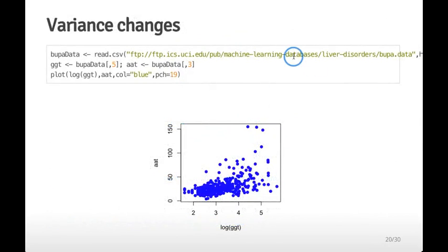Another thing to keep in mind, in addition to nonlinearities, is potential changes in the variability. All of these regression models assume that there's a constant variability around the line that you fit. So here is a set of data about liver disorders, and these are a couple of different molecules that they're looking at, and they want to be able to predict, say, AAT from GGT, in particular log GGT. If you make a plot of these variables, you can see the scatter plot is getting a little bit bigger out here to the right.